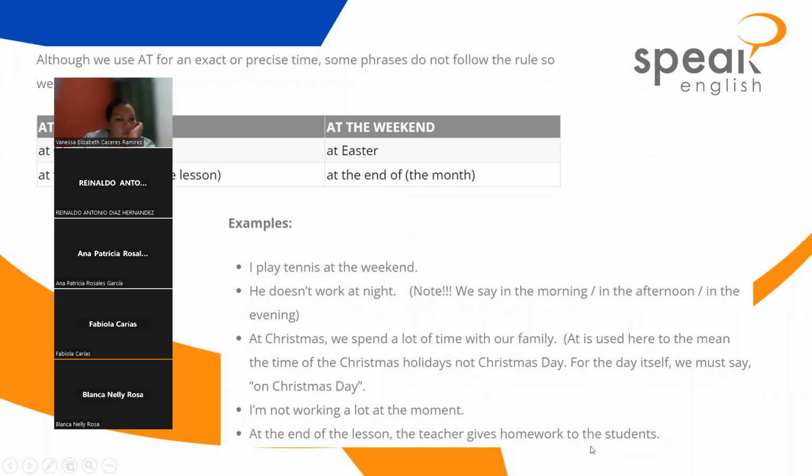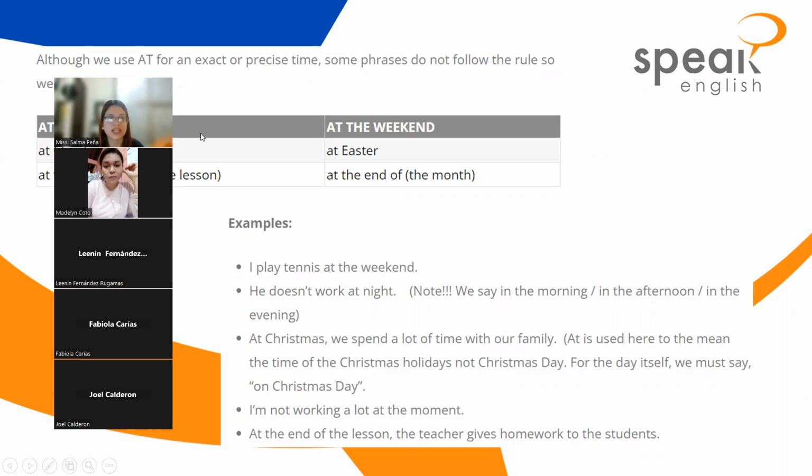So at Christmas is general, right? It's not the day, it's just a celebration. So that's why we say at Christmas. But if you want to talk about the day on which you celebrate Christmas, you add day: on Christmas Day. If it is general, just the Christmas season, at Christmas. Or I'm working a lot at the moment, or at the end of the lesson. That's how we use at.